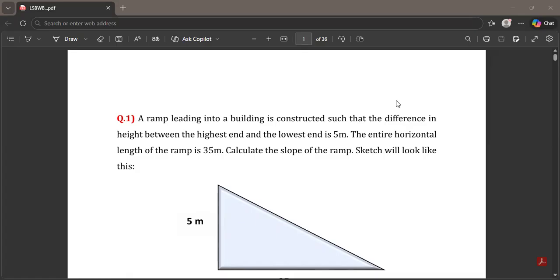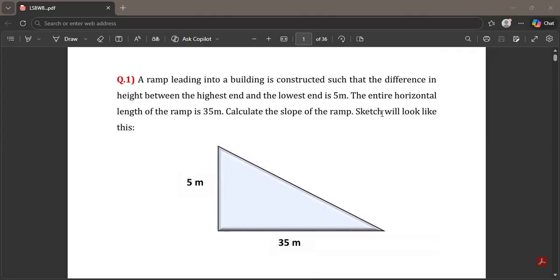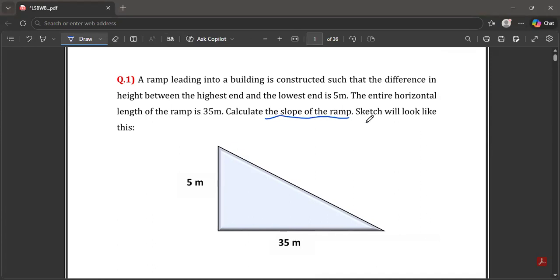All right. Question one says that a ramp leading into a building is constructed such that the difference in height between the higher end and lower end is 5 meters. The entire horizontal length of the ramp is 35 meters. Calculate the slope of the ramp.